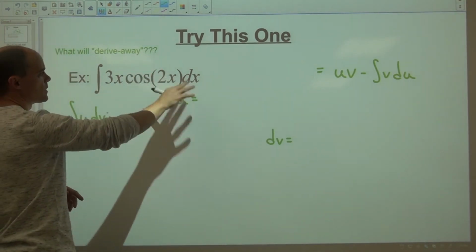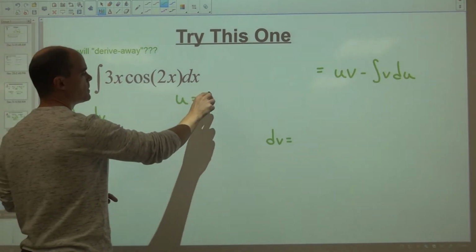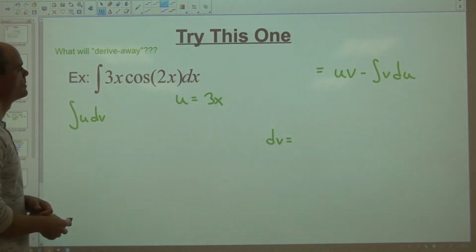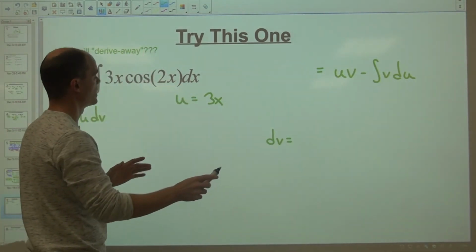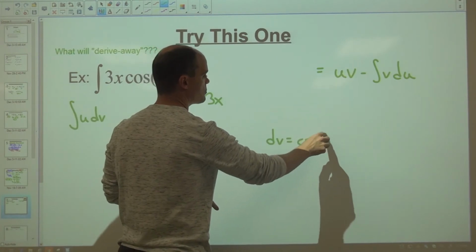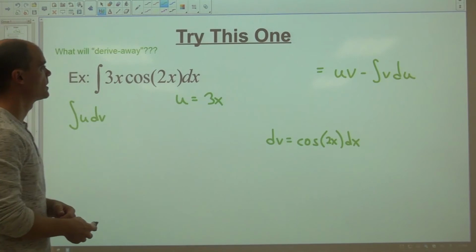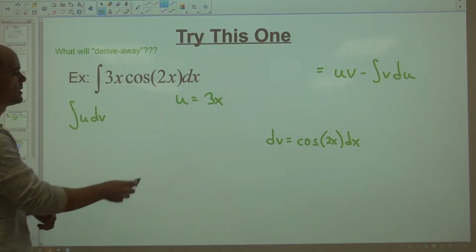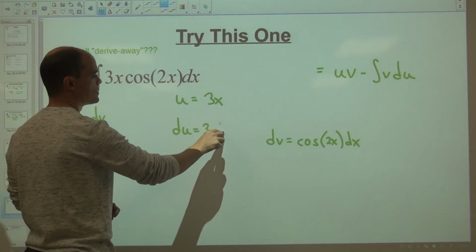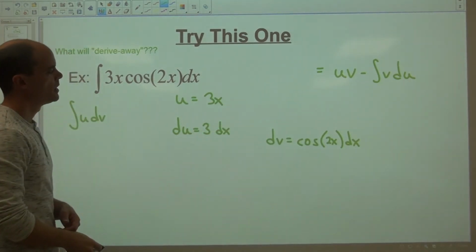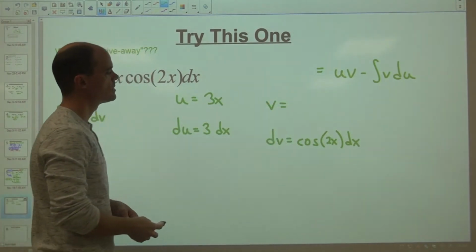So versions of the cosine are going to fail for u. It must be this piece. u must be 3x. Well then dv is the rest of it, because I have to use everything. So cosine of 2x dx is everything else. And now this takes care of itself. du is now 3 dx. And the antiderivative takes us back to v.